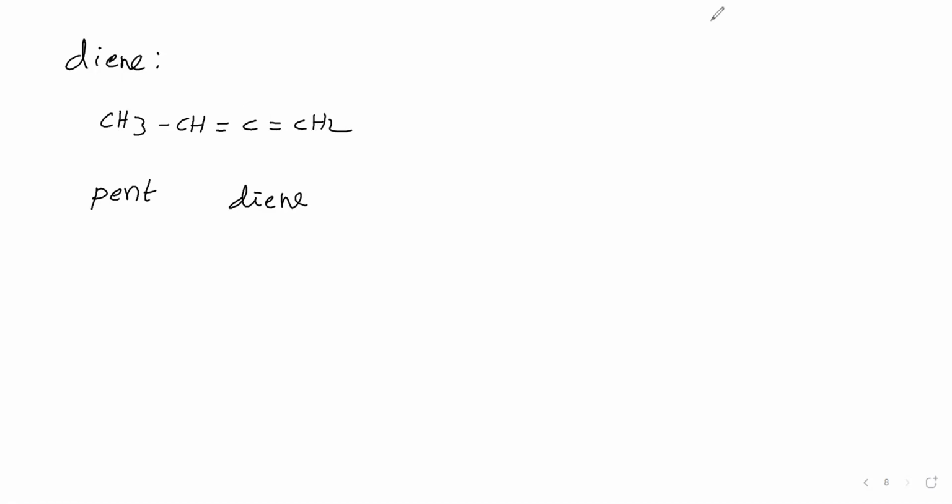Then we will give the numbering. Here number 1, here 2, here 3, here 4. For this double bond the position is 1, for this double bond the position is 2. Therefore 1, 2. Then for diene you have to include the letter a. So penta-1,2-diene is the name of this compound.